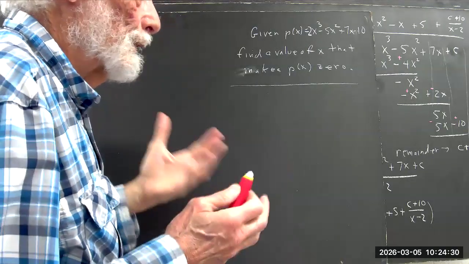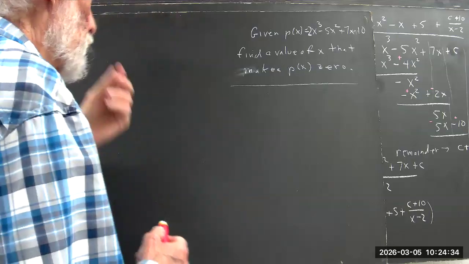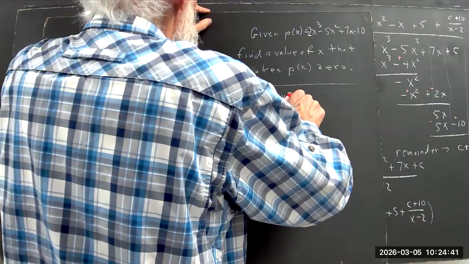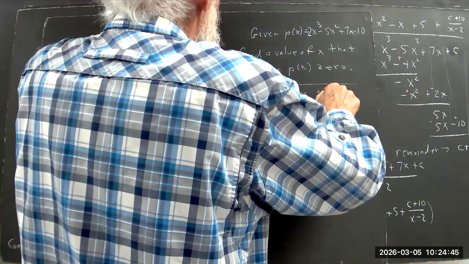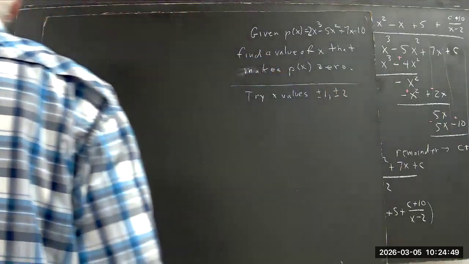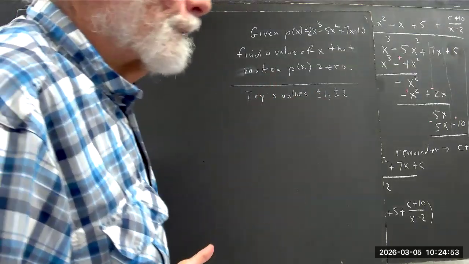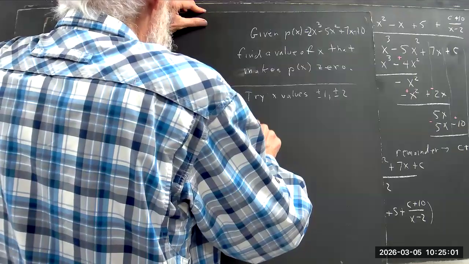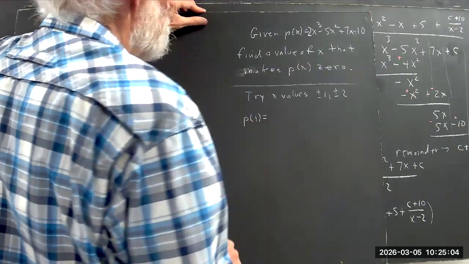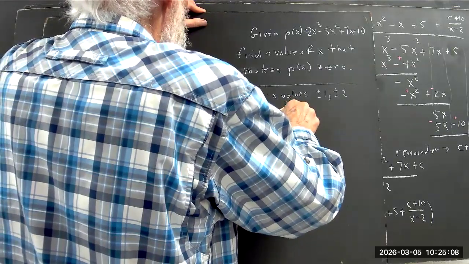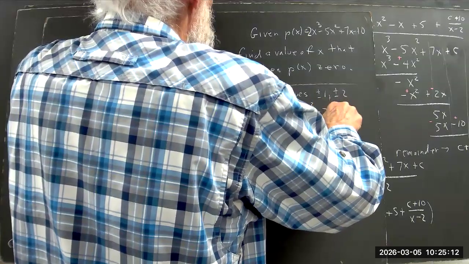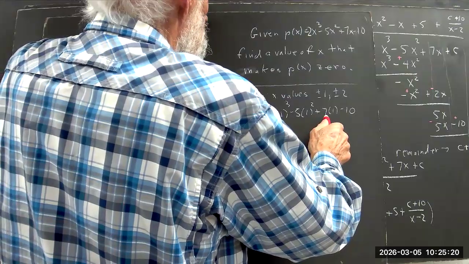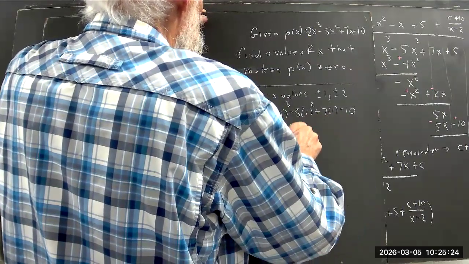That's something you're going to have to approach in your pre-calculus class. I'm going to say right now, to make it simple, try x values plus or minus 1 or plus or minus 2. We're not going to try fractional values at this point. Okay? So, p of 1 equals 1 cubed minus 5 times 1 squared plus 7 times 1 minus 10. Well, that's going to be 1 minus 5 is negative 4, plus 7 is 3, minus 10 is negative 7.